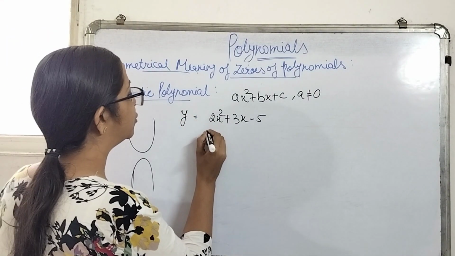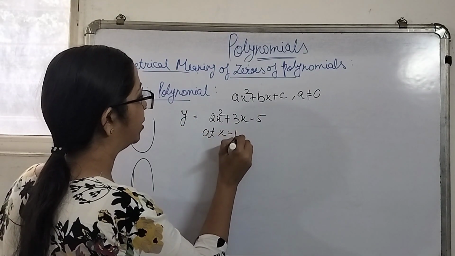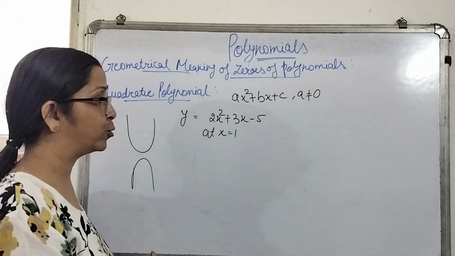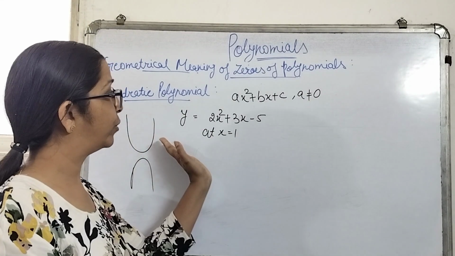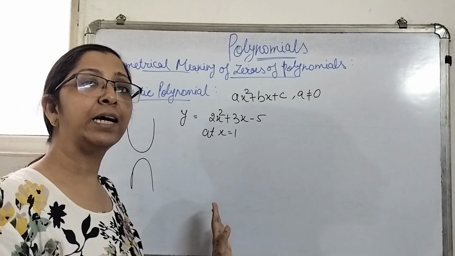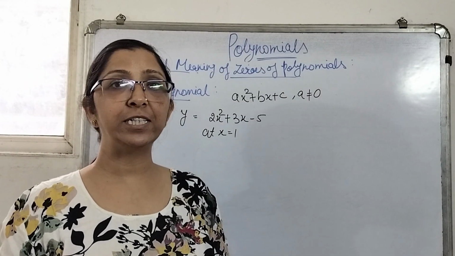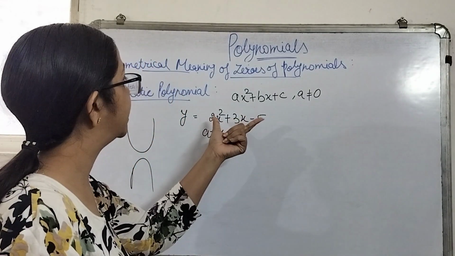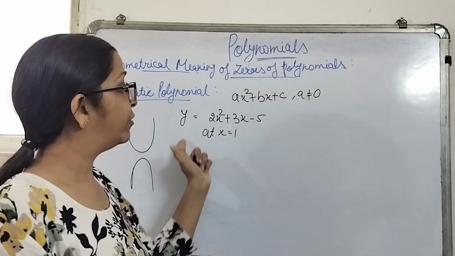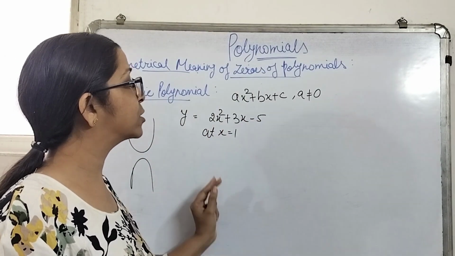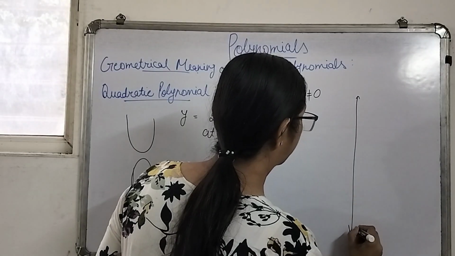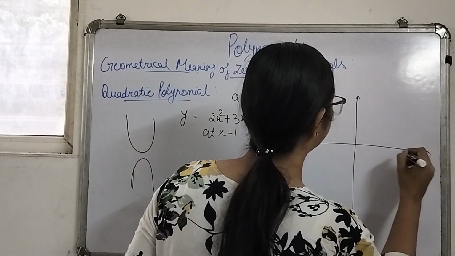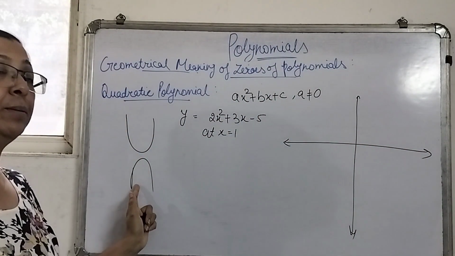Now if we keep x equal to 1, we will get some value for y also. If we keep x equal to minus 1, we will get some value of y also. Similarly, we can find multiple coordinates of x and y which will satisfy this polynomial. When we plot all these coordinates on the graph, the shape of that will be a parabola. The shape of this will be a parabola.